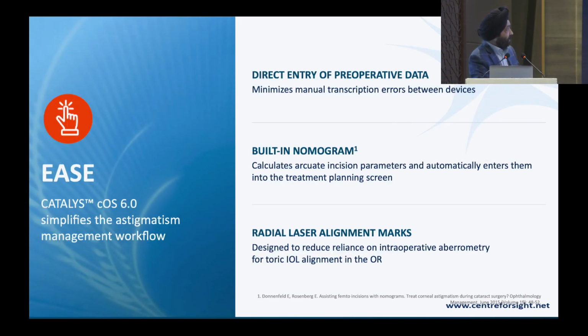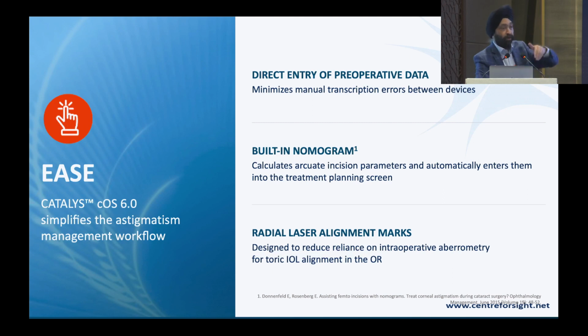There is a direct entry of the pre-operative data. That means whatever is the pre-operative data can be entered directly. There is a built-in nomogram. So you had the Donnenfeld, and now you will also have the Stevens nomogram. You had a nomogram for penetrating LRIs, and now you will have one for intrastromal.